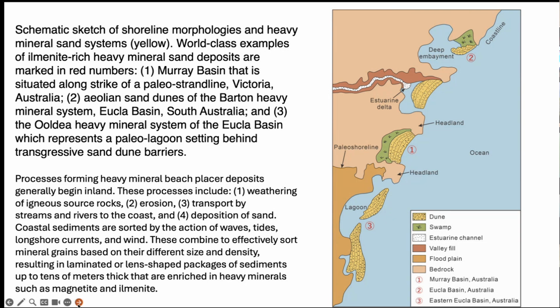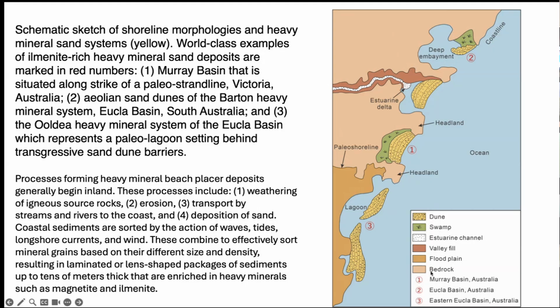And this diagram just shows you the different kinds of processes that can concentrate them. So these include weathering of igneous rocks. I'm not sure why they're showing that there. So erosion. I think these 1, 2, and 3 are related down here. So you weather igneous rocks, you erode them and transport them to the coast, and you deposit these grains as sand, and then they're sorted by the action of waves, tides, longshore currents, and wind. And you end up with packages of sediments that can have a lot of it.